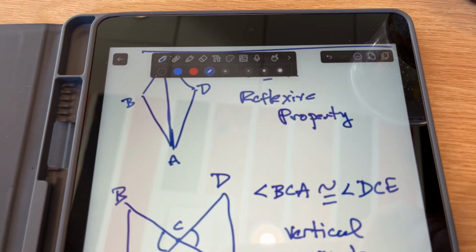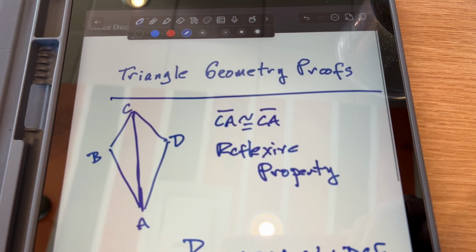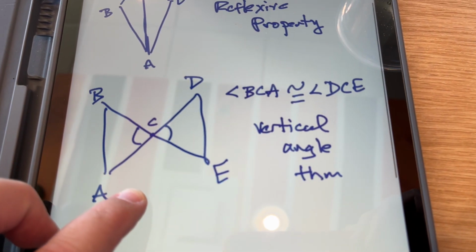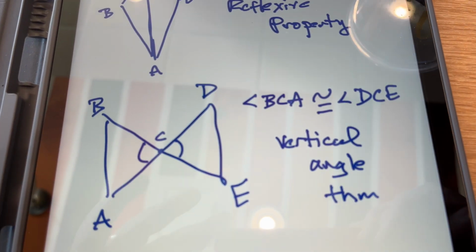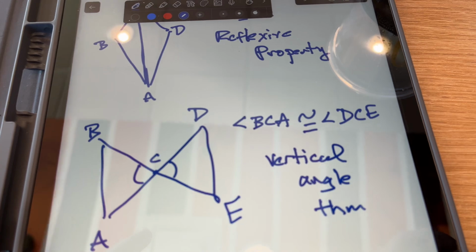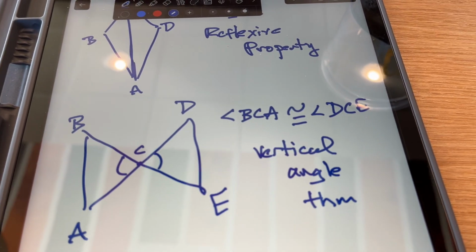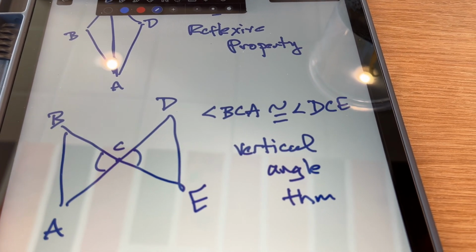But this comes up a bunch. So this reflexive property and this vertical angle theorem. So that's what I'm trying to clue you into today. There's more to it. There's a whole lot more to say about it. But if you know those two things, it'll help.